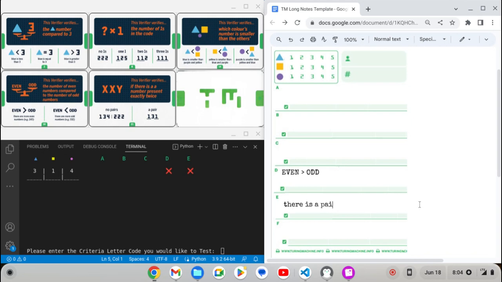is a pair. Okay, so we know that the pair must be even because we already know that there's more even than odds. So, and I'll just say, and it's even. But we don't know anything about the 3rd digit. It could be either an even or an odd. We just don't know yet. And at this point, we really can't eliminate or cross out anything.